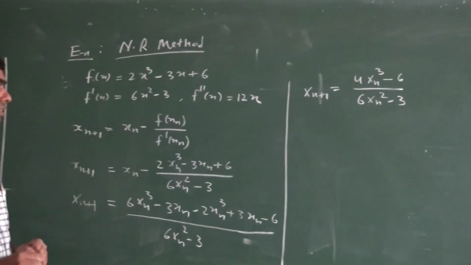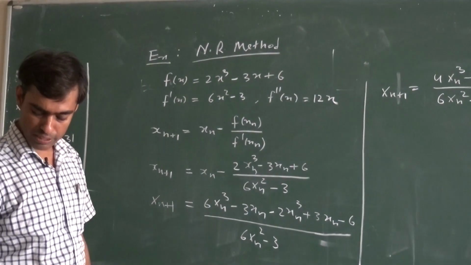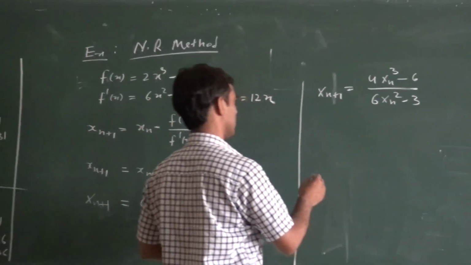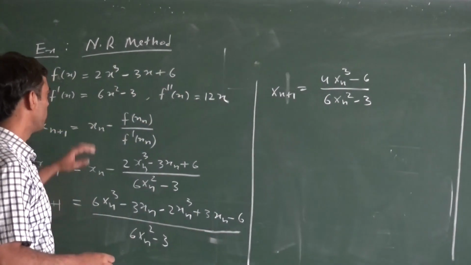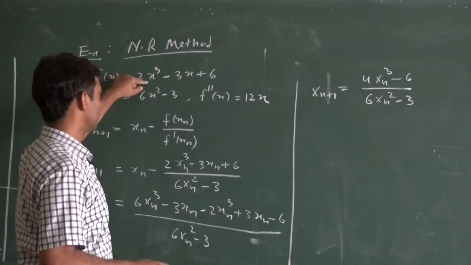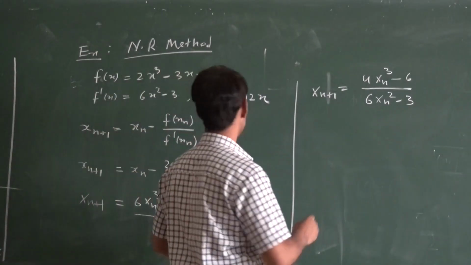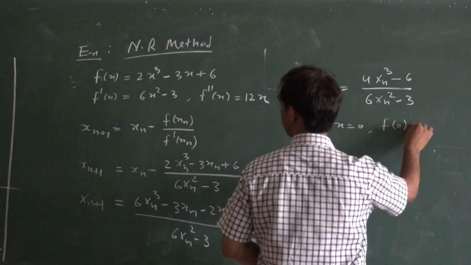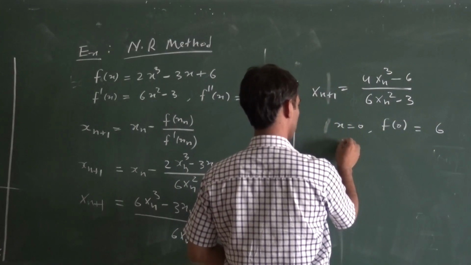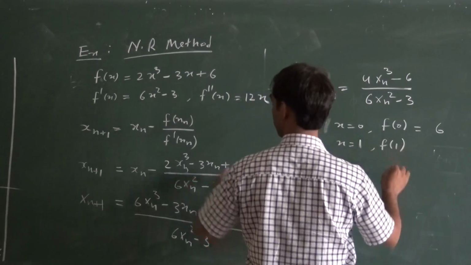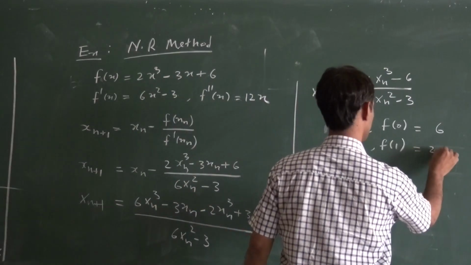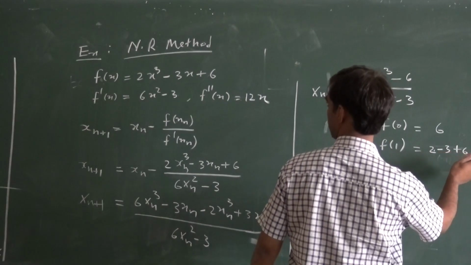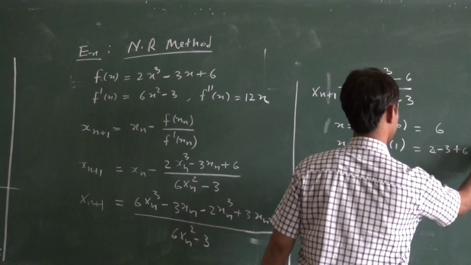Now how do we choose the value of x0? The question is how we choose the value of x0 which satisfies the criteria of convergence. For this we try to find an interval where at least one real root lies. Suppose at x equals 0, f of 0 equals 6. At x equals 1, f of 1 is 2 minus 3 plus 6, which equals 5, also a positive value.